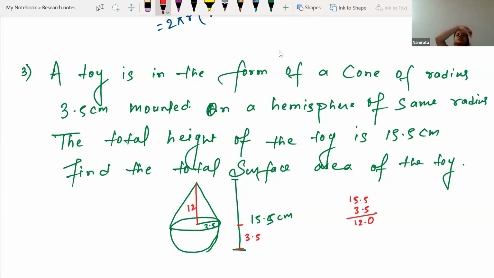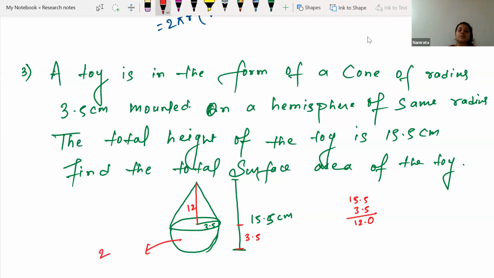Total surface area means the surface area of the top part and the surface area of the bottom part. We don't have to break the toy and look at the diameter, like the circular region. Total surface area means whatever you can see from outside. We can only see this much portion from the outside. There is no circular region in between. So we will just be taking out the surface area of the cone and the surface area of the hemisphere.